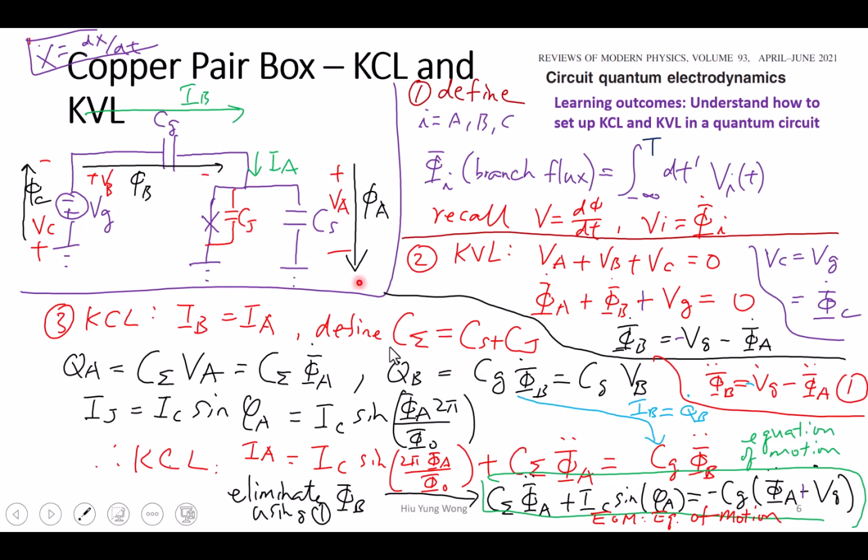So this sum equals C sum, right? And we just use all the knowledge we learned from electrical circuits. Total charge equals capacitor times the voltage across it. And voltage here, of course, can be expressed as the time derivative of the flux, right? And another important thing is the equation of the Josephson junction. I hope that you get familiar with this. Critical current times sin Φ_A.